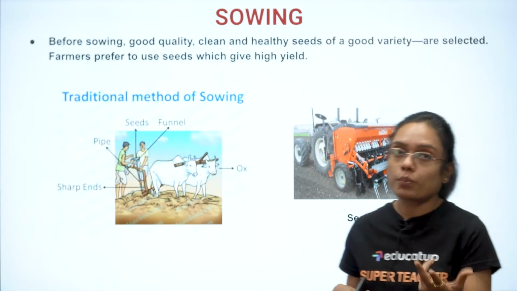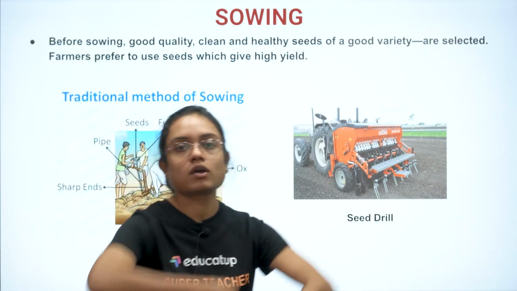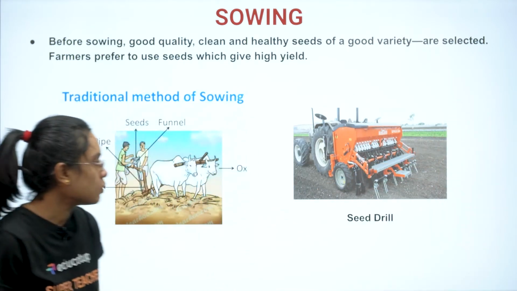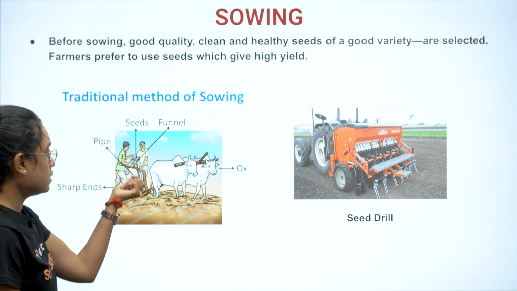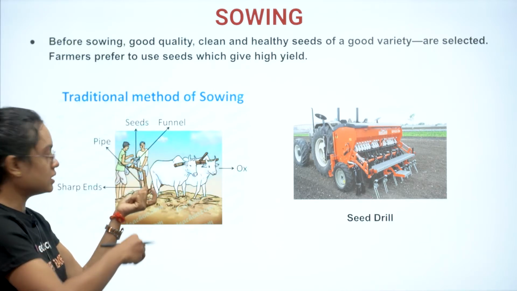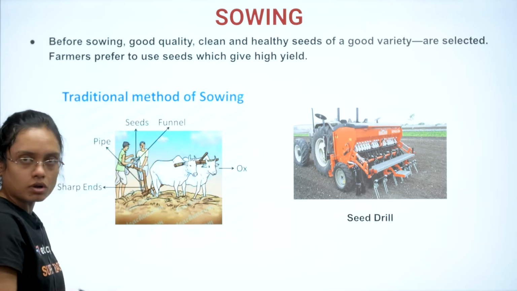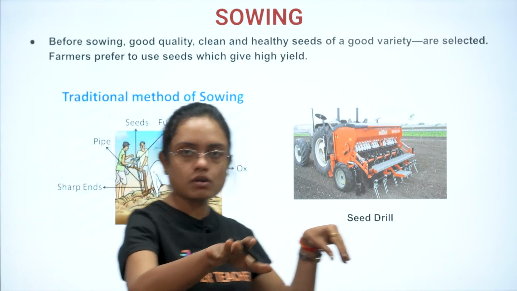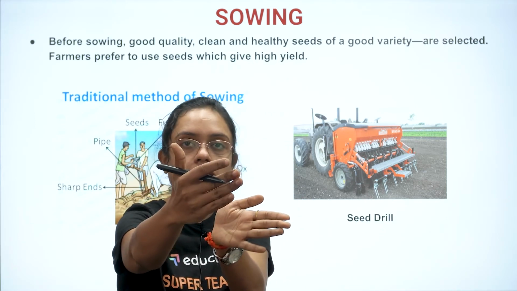Now there are two methods through which seeds are put in the soil. ऐसा नहीं कि आप गए और आपने you just start throwing them like this. No, that's not the way. The one is the traditional method of sowing in which the ox were used and they have this seed funnel through which they put the seeds in the funnel, and through the pipe it has sharp ends and the seeds are dropped. तो उसमें होता क्या है, वो ऐसे seeds डालते जाते हैं and ox move करता जाता है. तो at a particular distance the seed starts getting down.